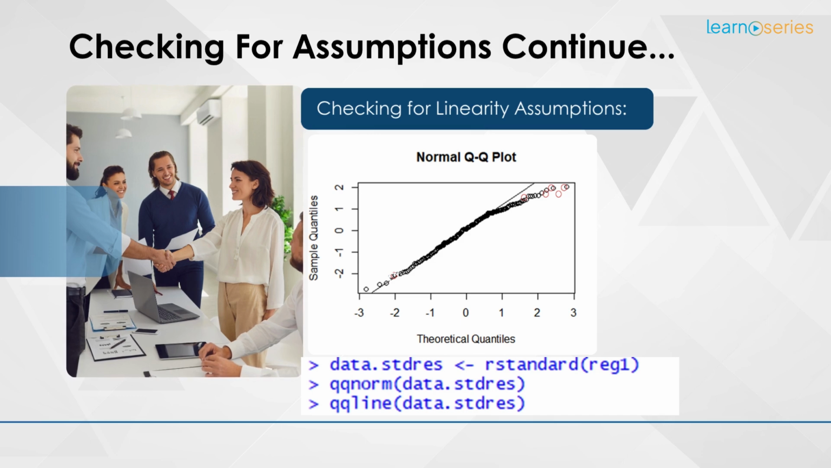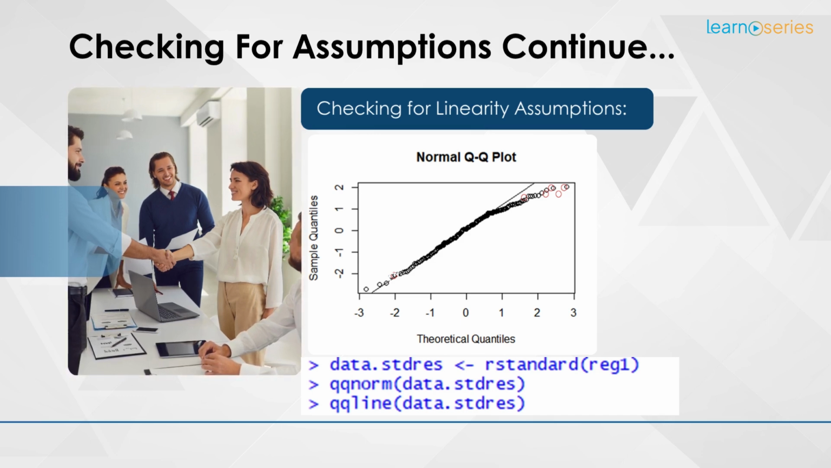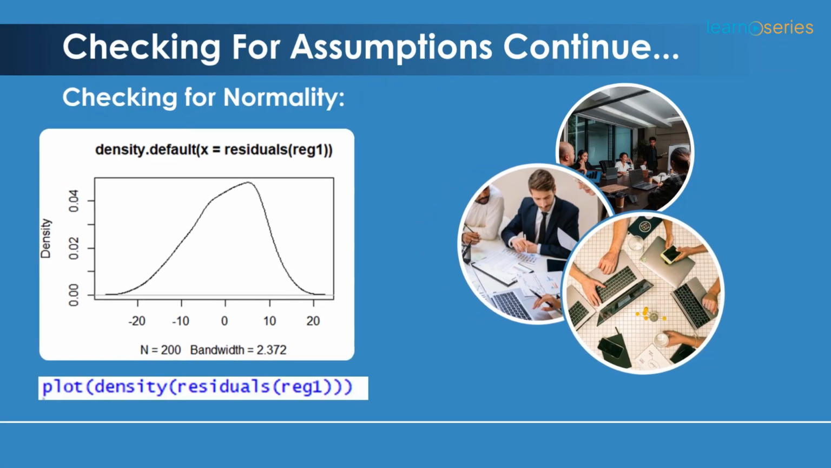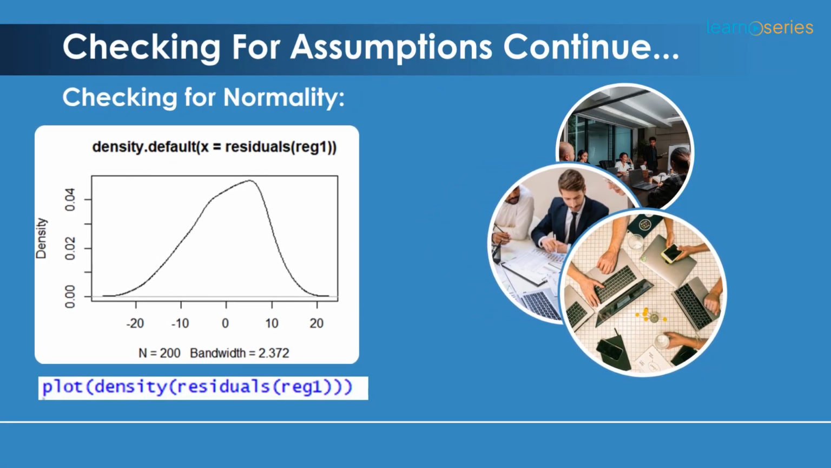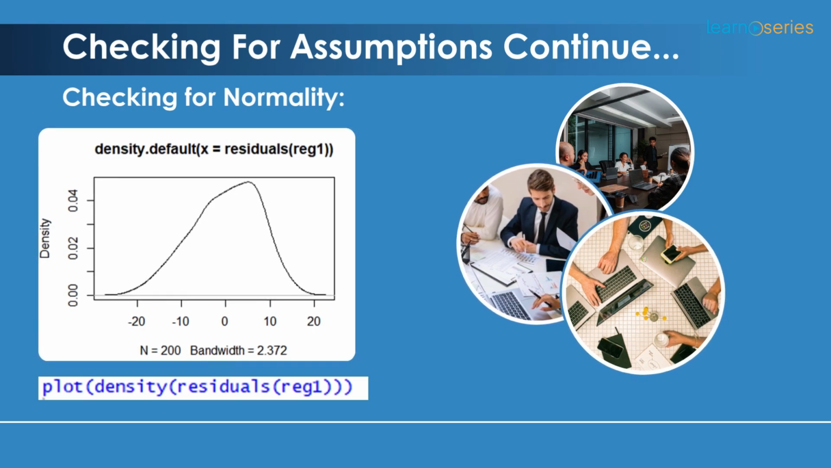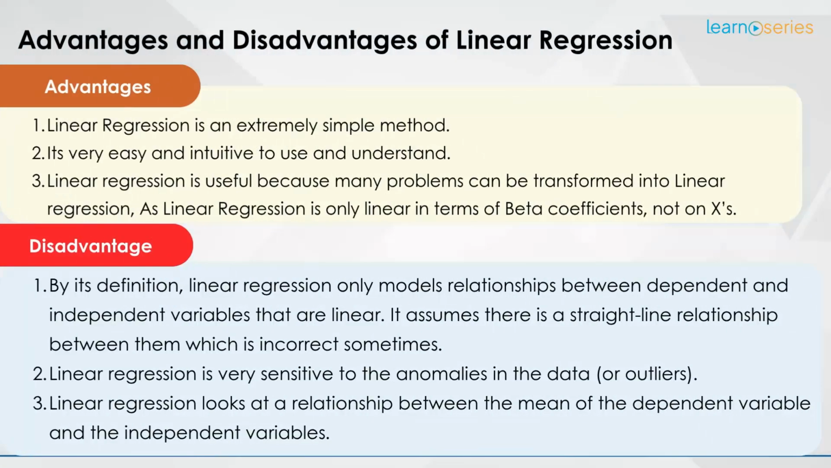Checking for normality. Yeah, you see it's a normal curve. Residuals, I told you, one of the assumptions is that the residuals, or the errors, are normally distributed. So the residual, whatever is left, is also assumed to be normally distributed.